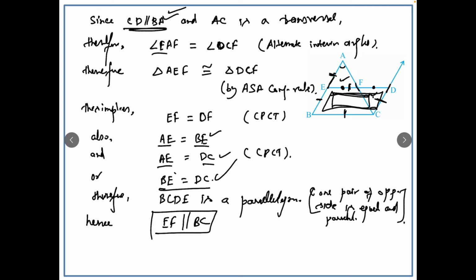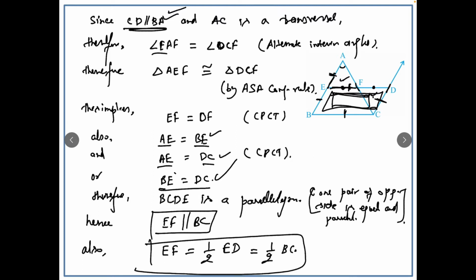Okay, we have got one more conclusion from here. This EF will be equal to half of ED. And ED is the opposite side of the parallelogram. Since we know the opposite sides of a parallelogram are equal, ED is equal to BC, so we can write this as EF is equal to half of BC. So that's another conclusion from this theorem.